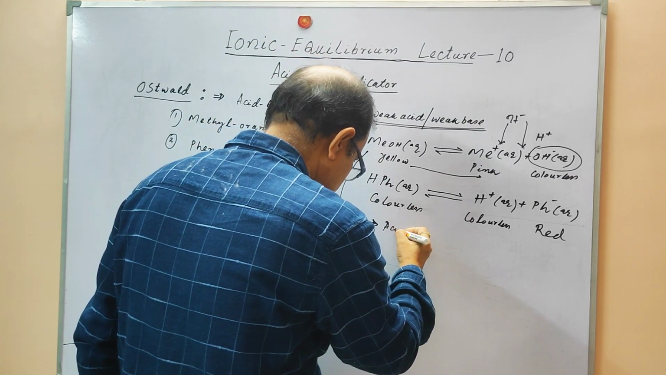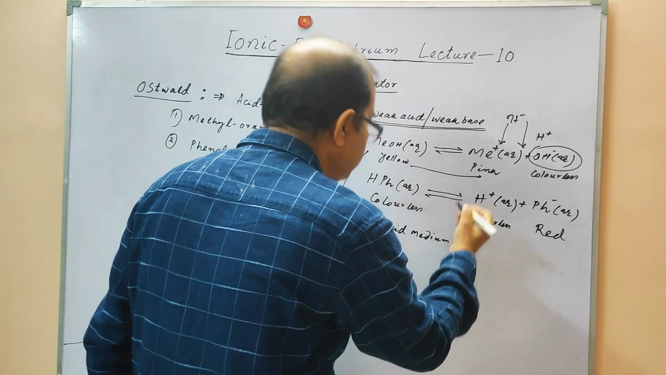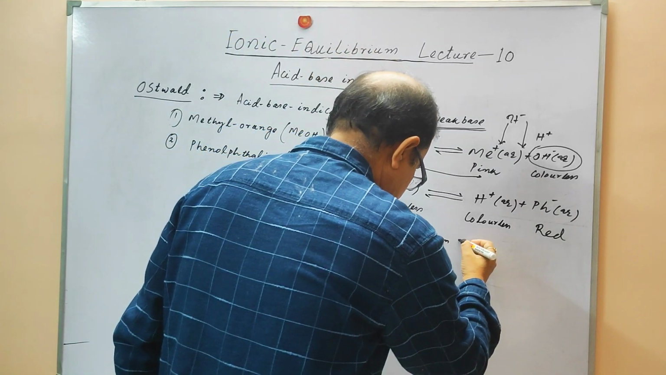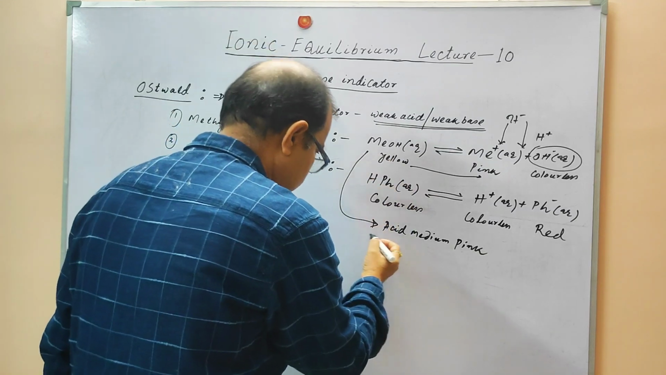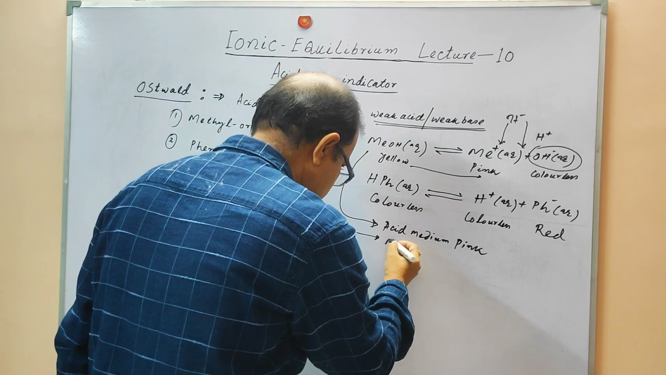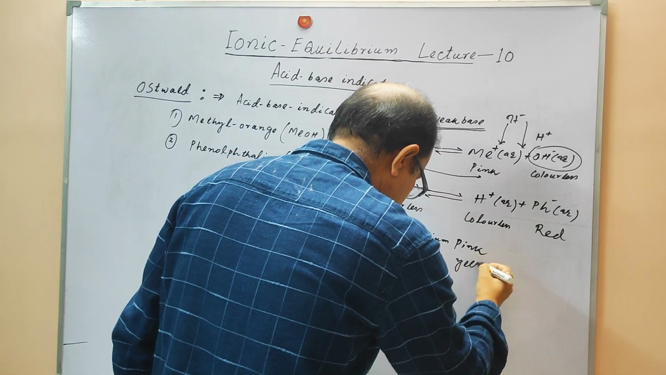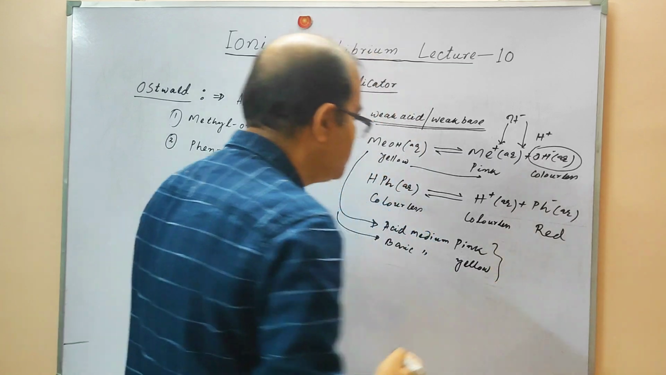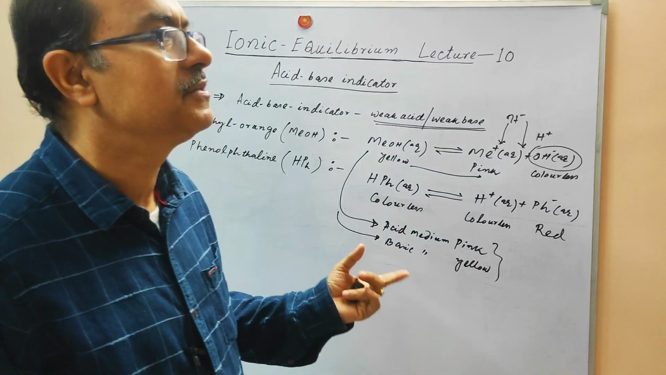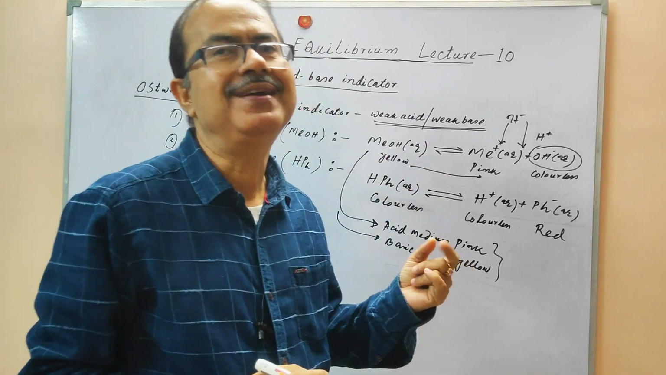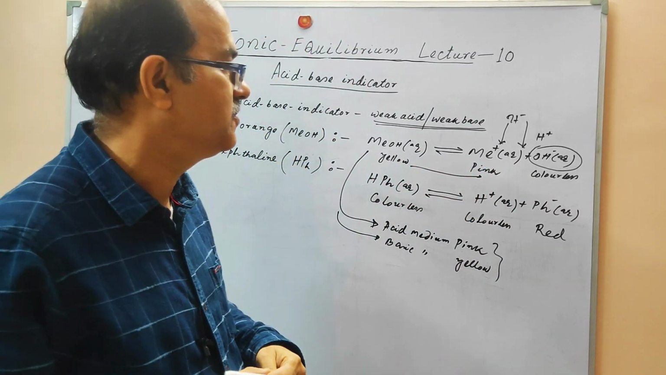In acid medium, methyl orange color will be pink, and in the basic medium, it will be yellow, because the reaction equilibrium has been shifted to the right direction, because you have put more OH minus ion, and this OH minus ion has to be consumed, and that is the only way you are able to consume it, by making these reverse reactions.